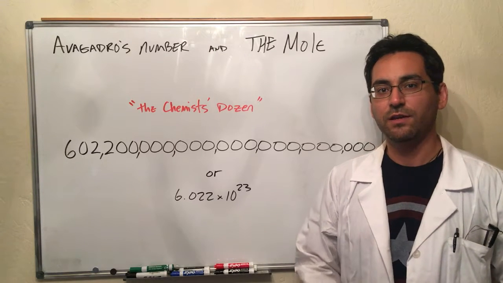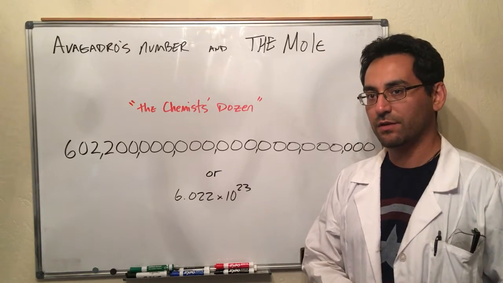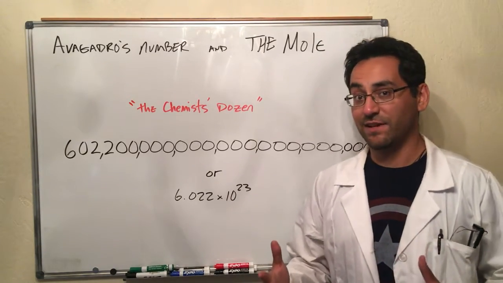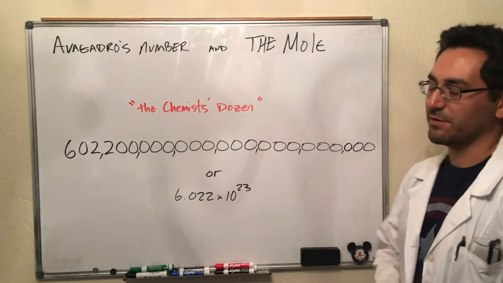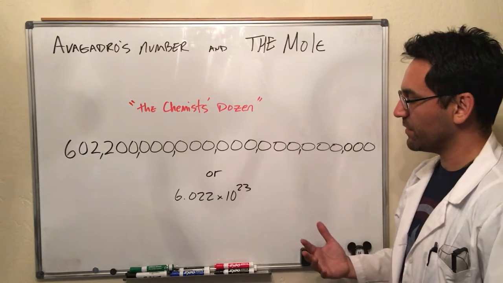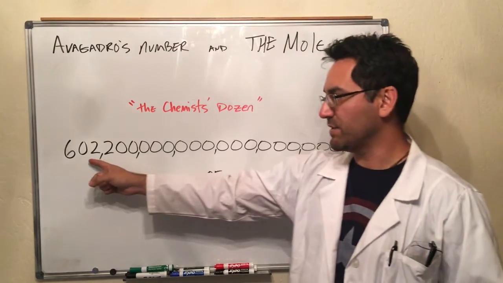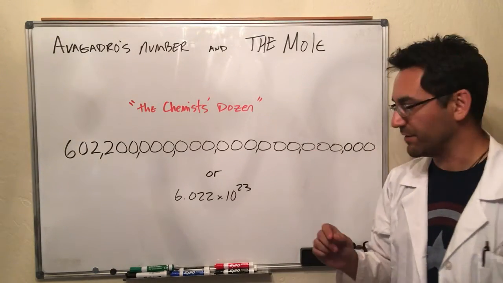Welcome back to Chem 101. In this video, we are going to be talking about Avogadro's number, otherwise known as the chemist's dozen, or more scientifically known as the mole. And Avogadro's number is just a really big number. It's a 6 with essentially 23 zeros after it.